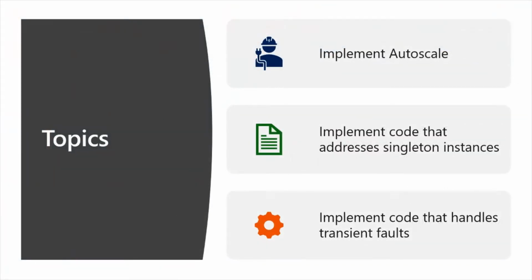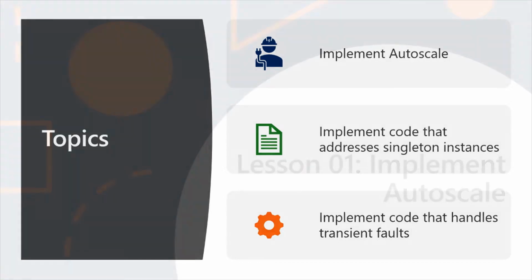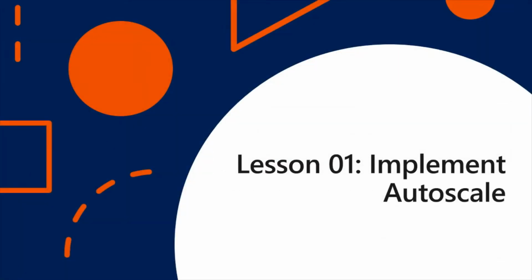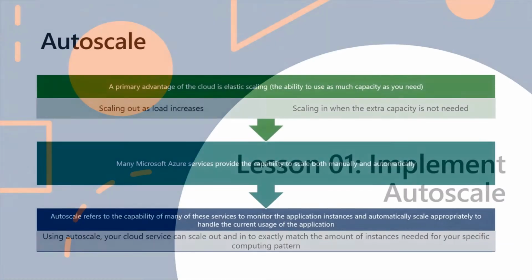Topics we have already talked about. We will talk about implementing autoscaling, implementing code that addresses singleton instances, and implementing code that handles transient faults. So let's go. Implement autoscale. In this lesson, we will cover autoscale patterns, autoscale setting schema, and best practices for autoscaling.